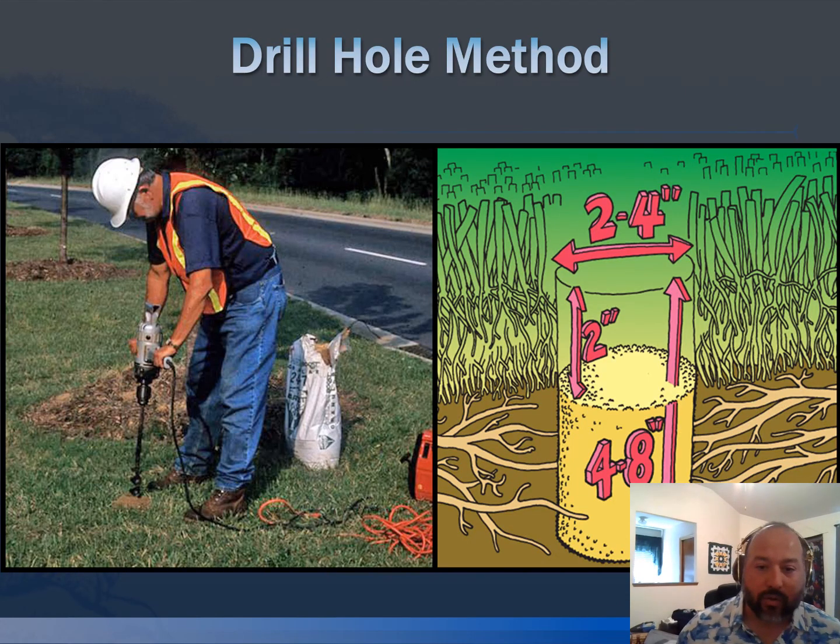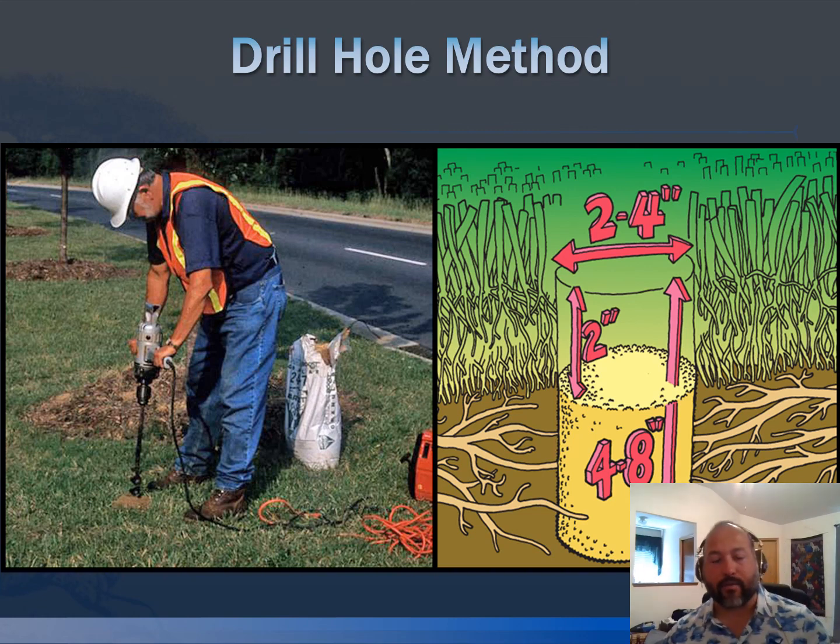Here's another example of the drill hole method. You can see he's got his bag of fertilizer back here. He's got his drill hole, and we're going to fertilize this tree. Here's a cartoon example of it: you drill a hole 2 to 4 inches wide. You want to fill that hole 4 to 8 inches with the fertilizer, but then we also want to leave a couple inches of space for air and water, so that it fills up and makes our elements soluble and really helps us get it out to the plant.